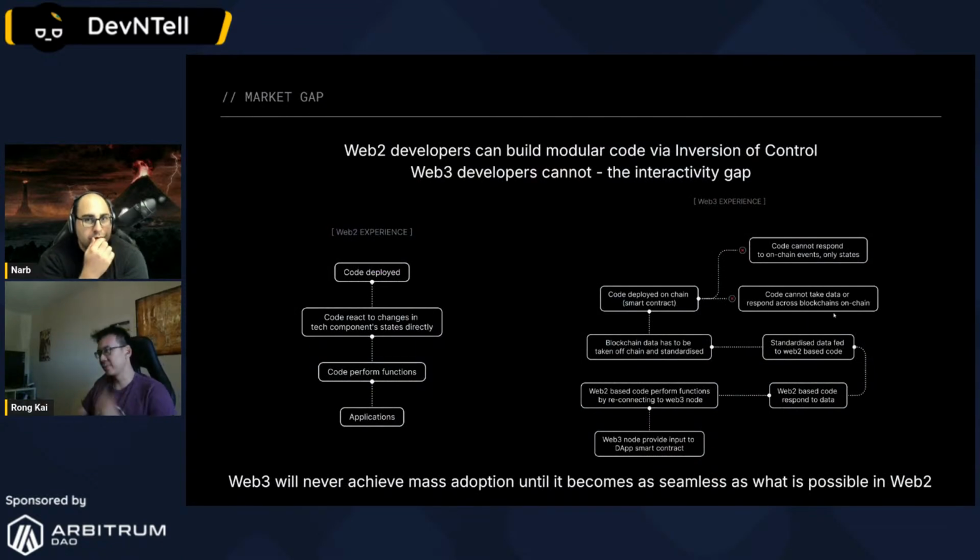So essentially, this is a gap that is not just an opportunity, but something that we ourselves feel very strongly. If you look at the left, the Web2 experience is pretty straightforward. They deploy a code, the code reacts to changes in the tech component state directly, and it performs a function and goes to the application. What that essentially means is that if you're building an application on the internet, on mobile phones, and so on, you deploy a code, you expect the code to react to things happening.